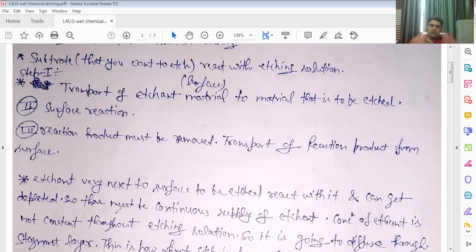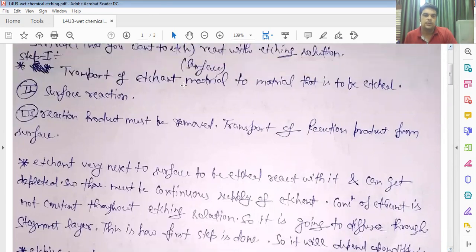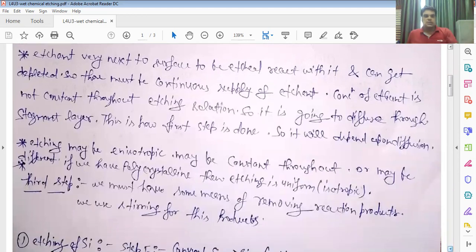So there is obviously a concentration gradient. The concentration gradient is formed of the etchant in the etching solution. So the etchant will diffuse through the stagnant layer. This is how the first step is completed. The first step was the transport of etchant material to the material that is to be etched. So basically the etchant material is diffused through the stagnant layer.